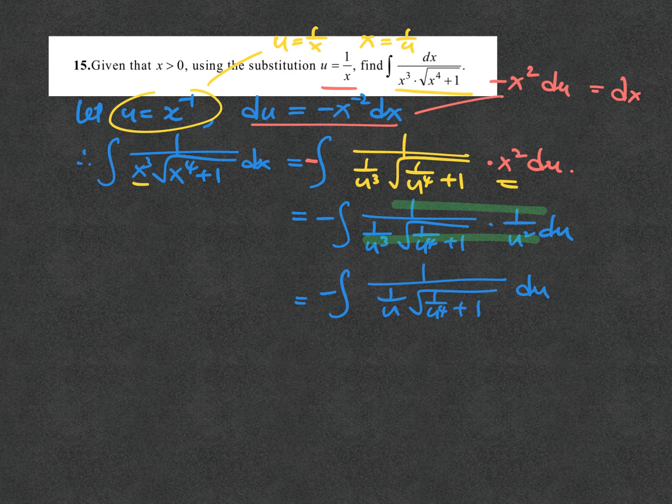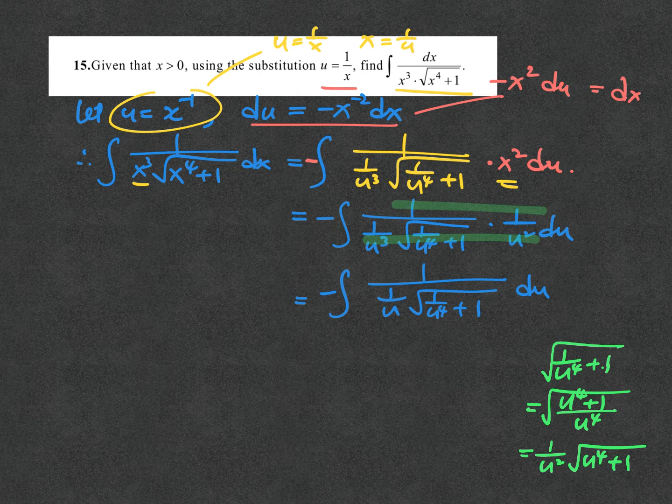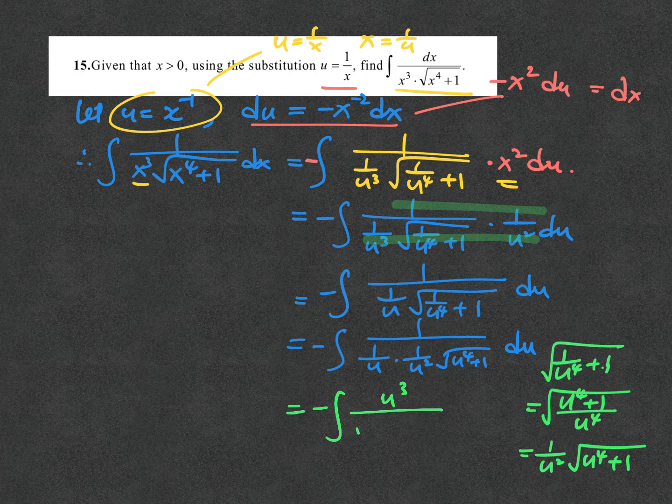Now we look at the denominator, 1 over u to the power 4 plus 1. You can combine it to turn to u to the power 4 plus 1 divided by u to the power 4. If you take square root on it, that means it now turns to 1 over u squared, square root of u to the power 4 plus 1. And now I will put the expression back to my answer. So the denominator becomes now 1 over u, multiplied to 1 over u squared, square root of u to the power 4 plus 1 du. Afterward, you multiply u cubed up and down. So now it turns to u cubed over square root of u to the power 4 plus 1 du.